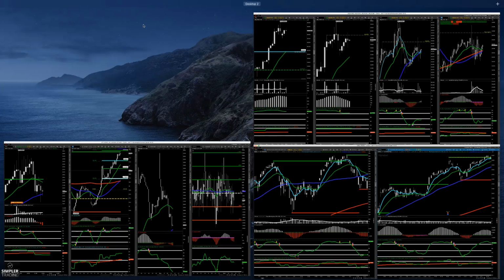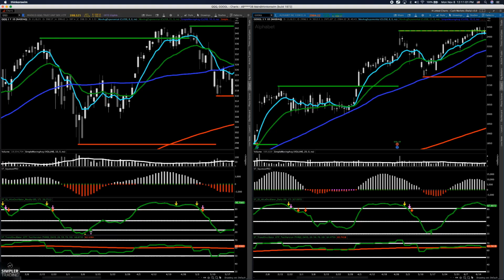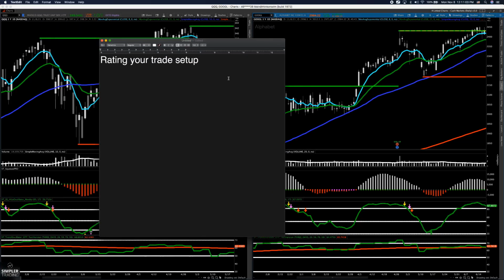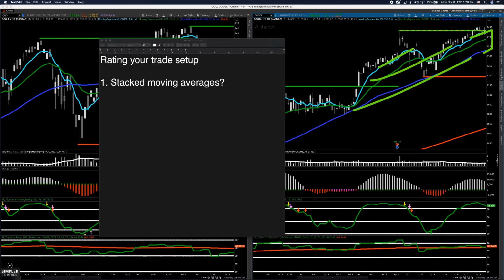So let's try to quantify some of this. So, rating your trade setup. Number one, stacked moving averages. Hopefully you all know what that means. You want to see moving averages that basically look like this. You see how they're creating a wave structure on the way up, and they're all aligned and have a defined upward angle to them. So that's what stacked moving averages is. And that just tells you whether you're bull or bear.